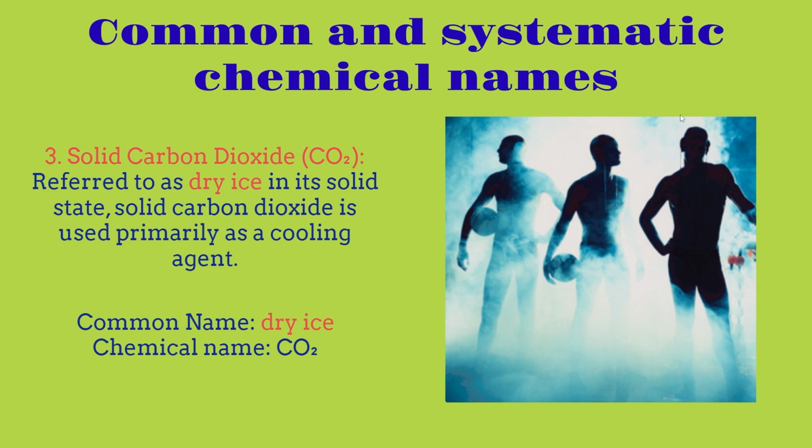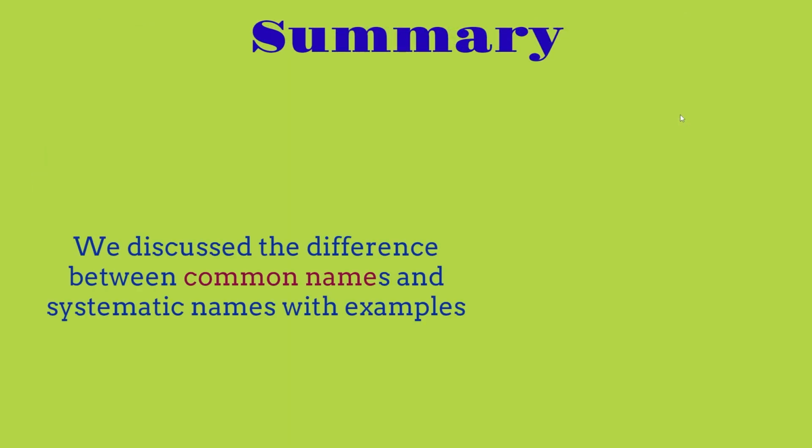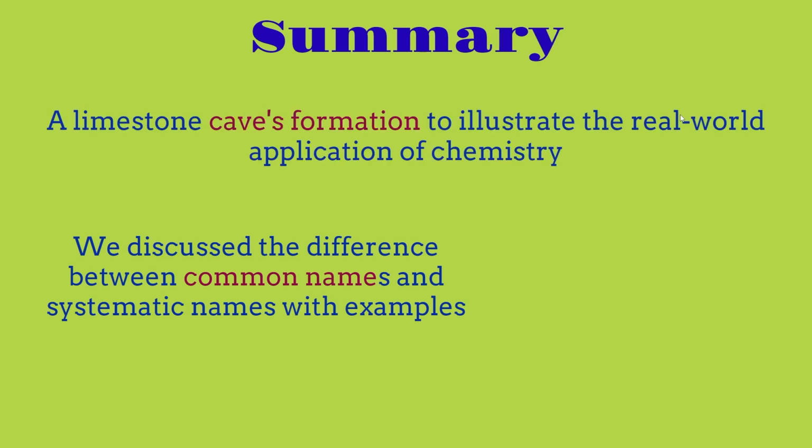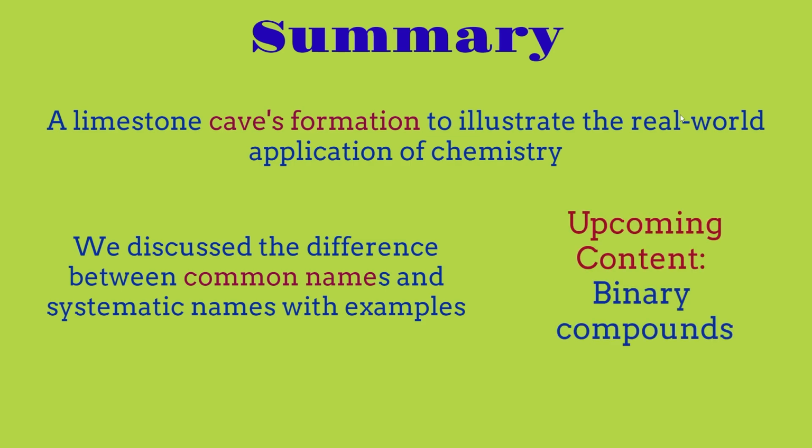Hopefully we now have a good understanding of the differences between both of these. Now we're going to go over a summary for this video. We discussed the difference between common names and systematic names with some examples. We talked about limestone cave formation to illustrate the real application of chemistry. And for our upcoming content, in our next part 2 video, we're going to talk about binary compounds.